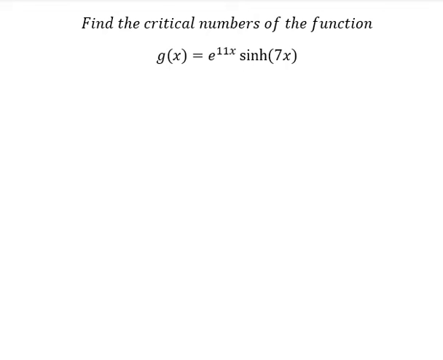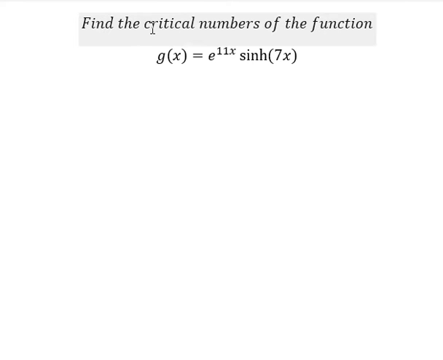Hello everybody. So today I will talk about calculus. The topic today is about application of derivative. So now I will show you how to answer.